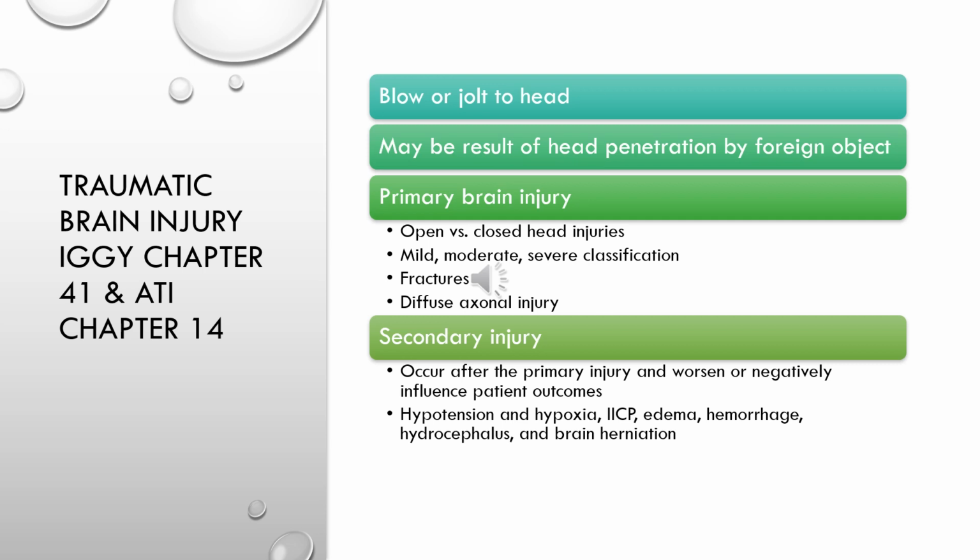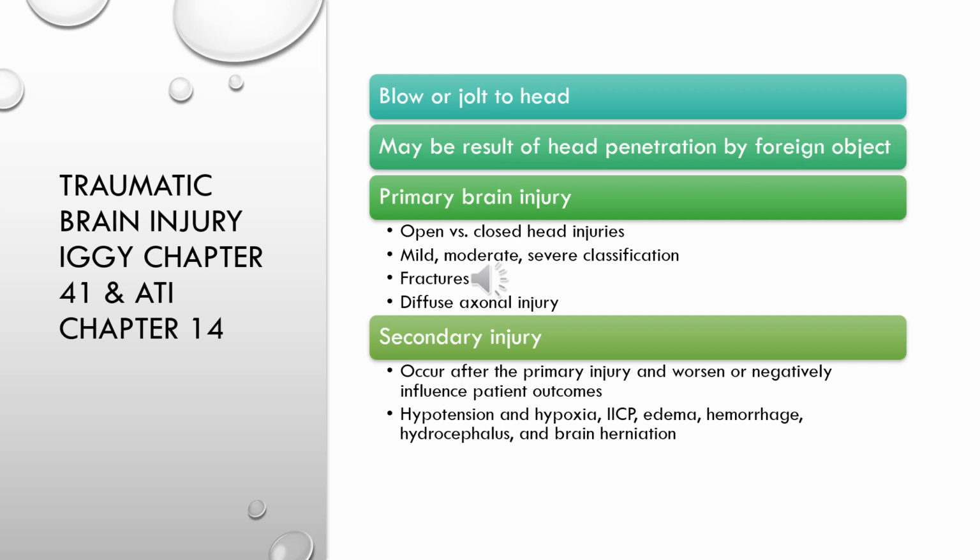And then your second injury, or the secondary injury, is the one that occurs after the primary injury and worsens or negatively influences patient outcomes. This is the one that we talked about, like the cerebral edema, things like that. These are the things that we try to prevent. It can be caused by hypotension, because maybe you're not getting enough perfusion to the brain, hypoxia, the brain's not getting enough oxygen, increased intracranial pressure, like I said, edema, hemorrhage, too much cerebral spinal fluid, that hydrocephalus, or the brain herniates. These are all types of secondary injuries.